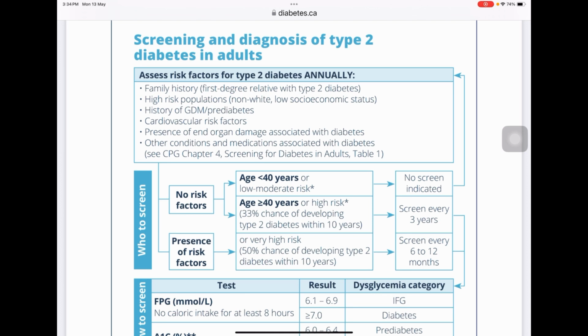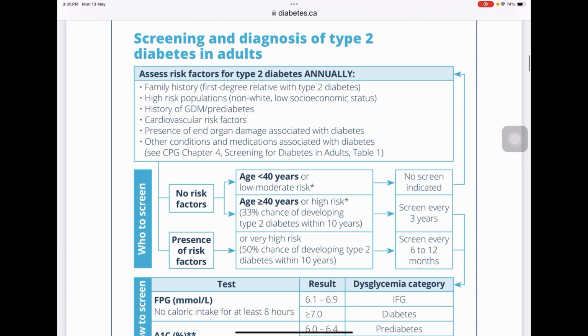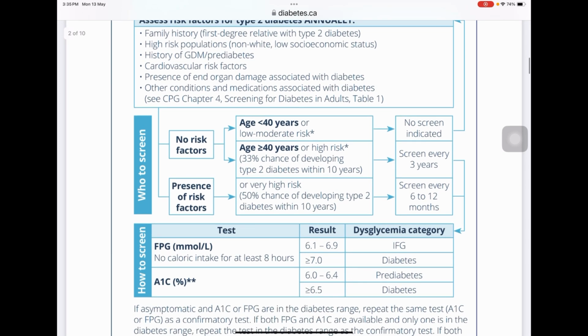Medications we have seen: corticosteroids, phenytoin, thiazide diuretics, beta adrenergic agonists, and antipsychotics like olanzapine are medications that may cause the patient to have diabetes, right? So who to screen? Now, if there are no risk factors, the patient is less than 40 years of age, low to moderate risk, no screening is indicated.